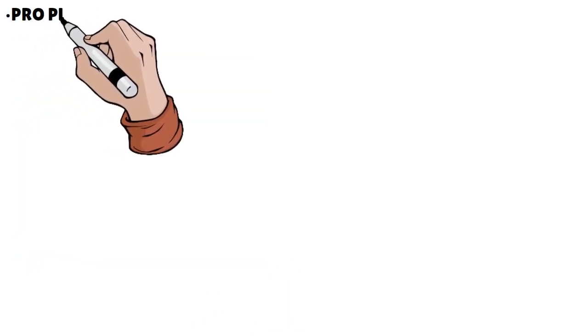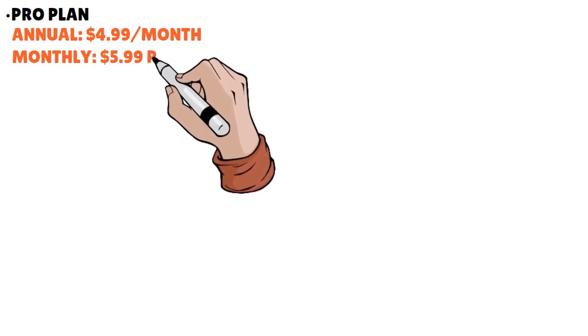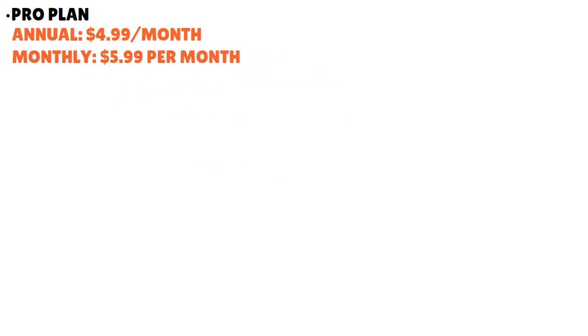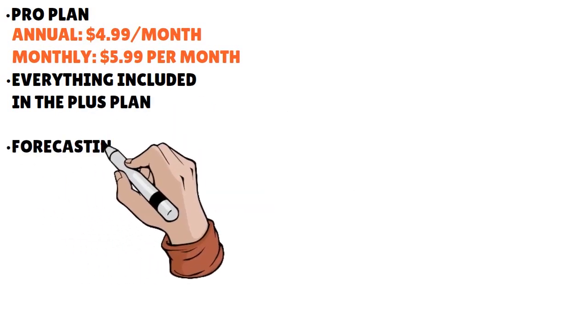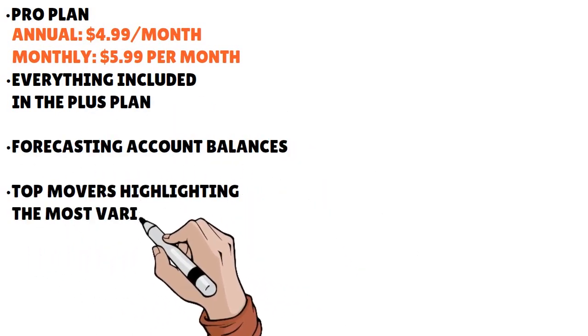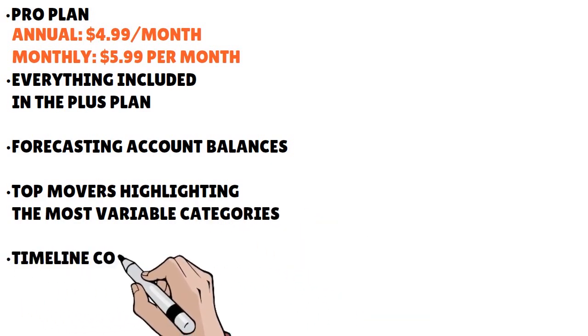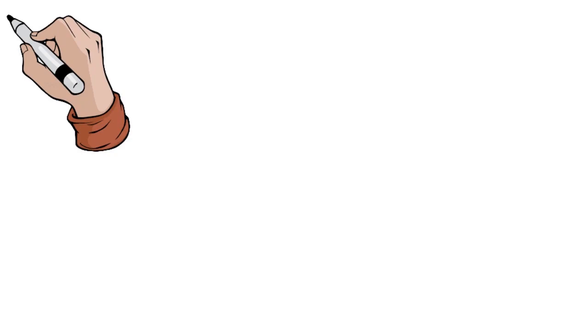The Pro plan will set you back $4.99 per month when billed annually, and $5.99 when billed monthly. So you have everything included in the Plus plan. In addition, you have forecasting account balances, top movers highlighting the most variable categories, and a timeline comparing spending from one period to another. And you have the Prime plan.